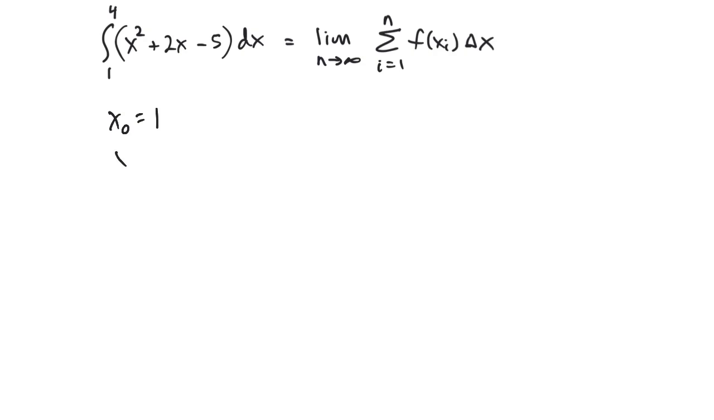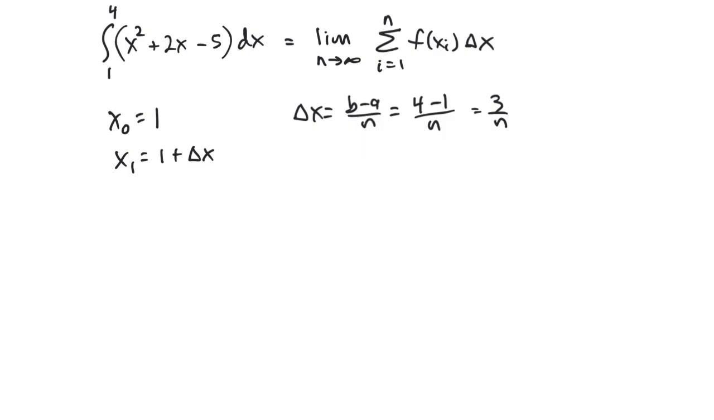And then x sub 1 would be 1 plus delta x. So let's figure out what delta x is. Well, delta x is b minus a over n. So in this case, b is 4, a is 1, which gives us 3 over n. Right, so this is a and b, and delta x, just by definition, is b minus a over n, so we get 3 over n.